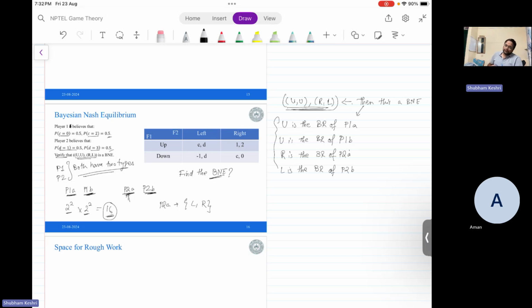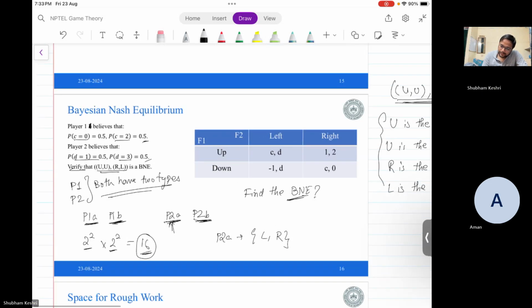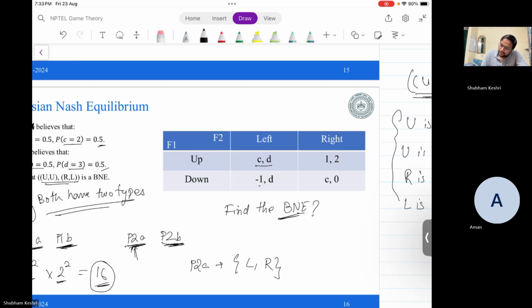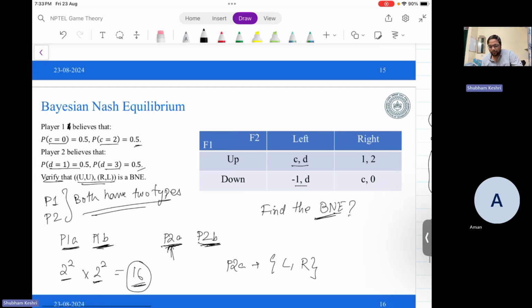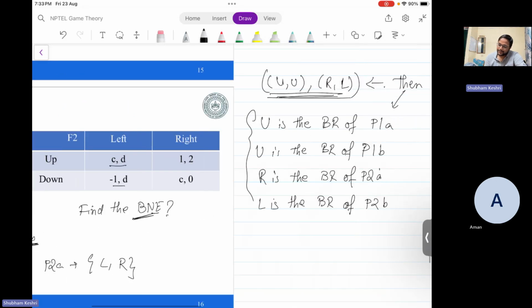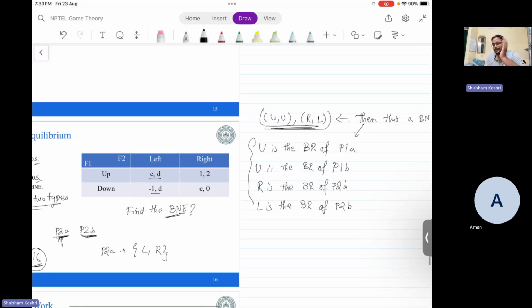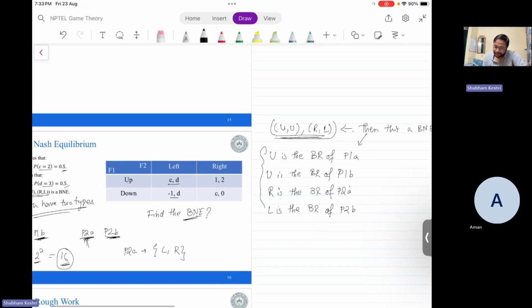So tell me if you have thought about how to solve this problem. If you have any idea of how to solve this problem. You see, these utilities will change depending upon what player 1 type is and what player 2 type is. So for all these cases you have to solve, and then you will be able to verify that this is the best response of that particular player.